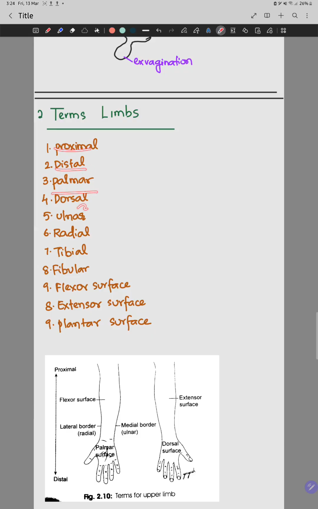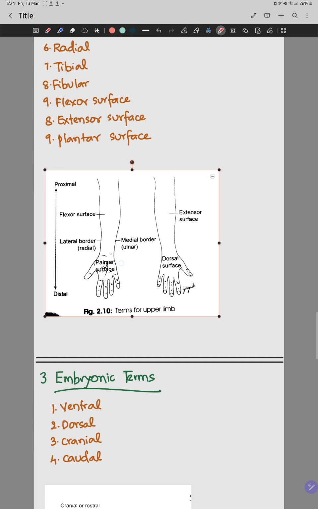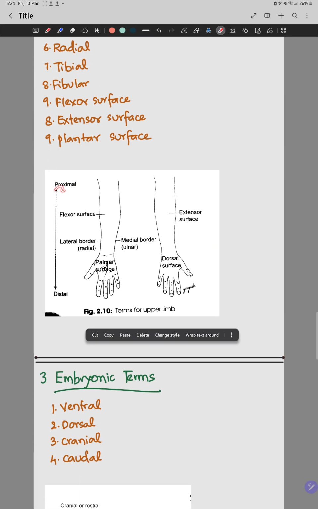Proximal, distal, palmar, dorsal. I will explain this one. First, I have already said that proximal means near, distal means end. D for distal, D for end. Distal means end. This is the end, so this one is called the distal, and this is the near one, near to the body, so it is proximal.